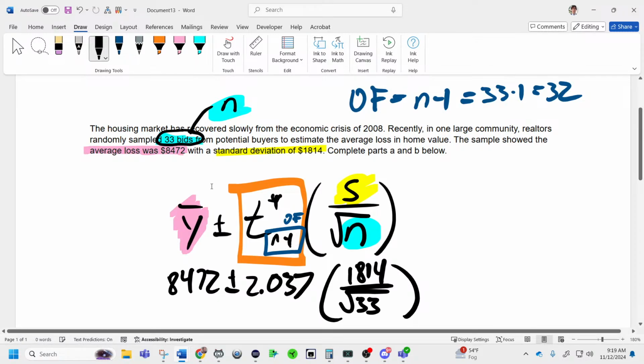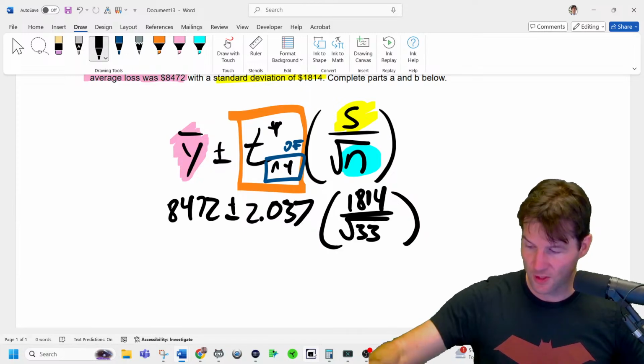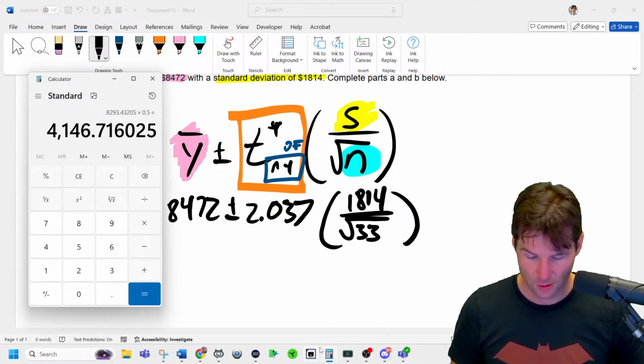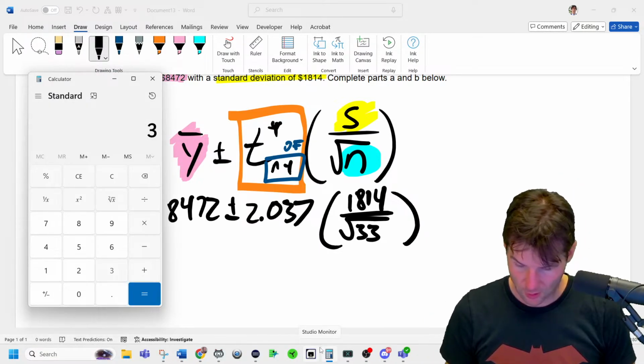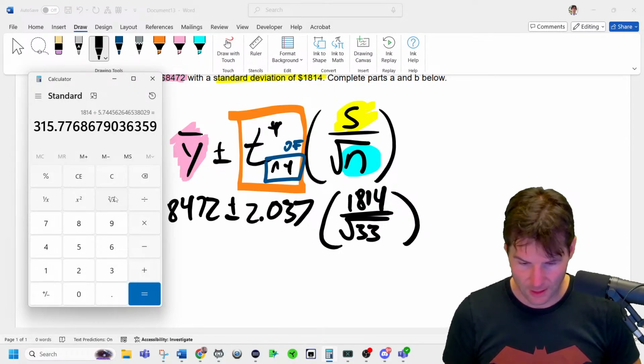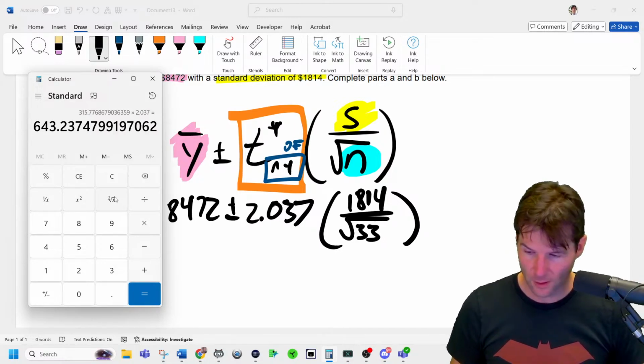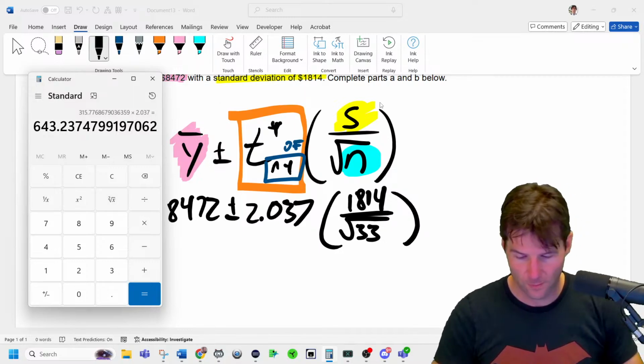There it is. All we have to do is solve the formula. Once again, it really boils down to notation. So 33 square root. We'll clear everything. 33 square root. 1814 divided by that. That is the standard error, times by 2.037. There we go. That is the margin of error, so 643.24.